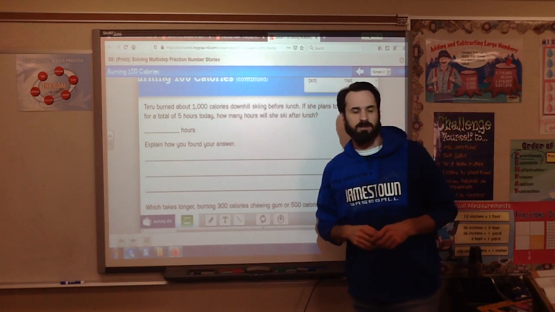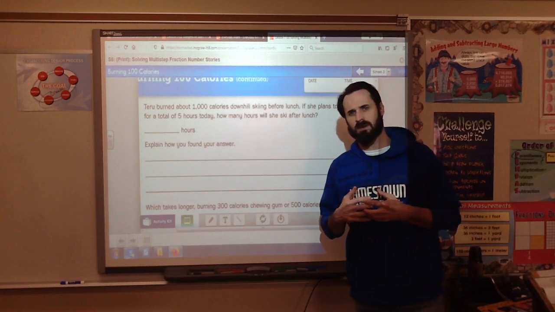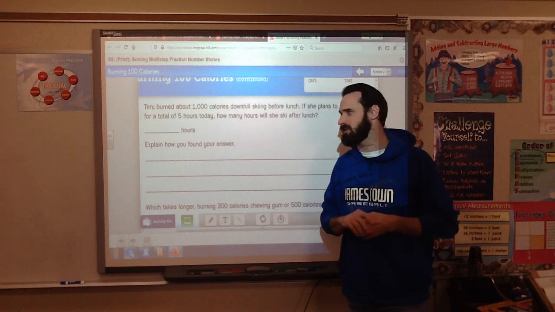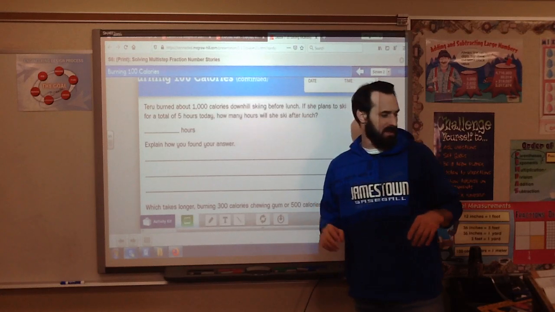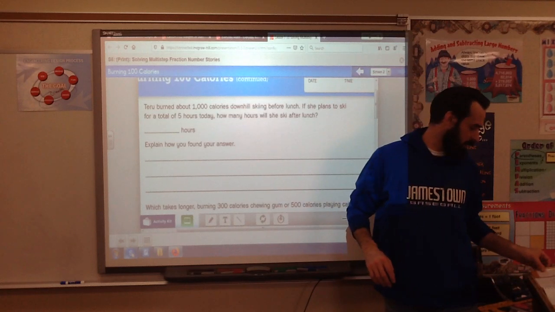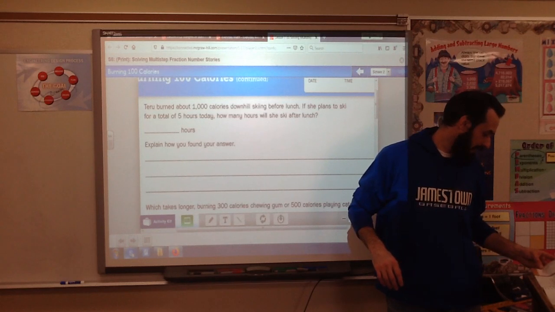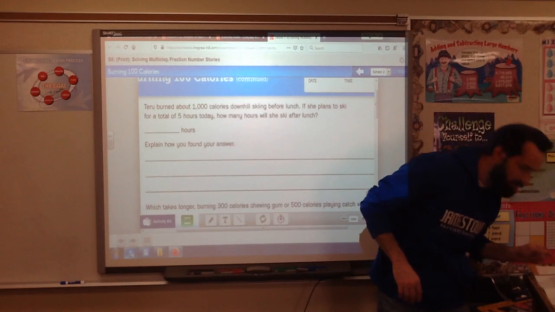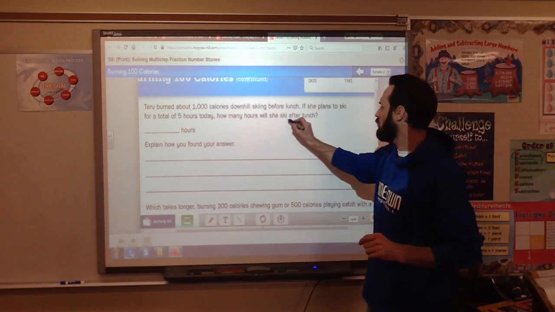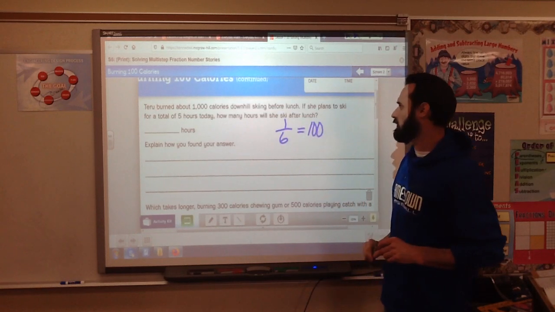So again, you're going to want scratch paper. You might have your math notebook. That's another great place to be doing this work. But there's never really enough space on here. So the first thing we have to do is look back at that chart on 256 and find out how many hours it takes to burn 100 calories. If I'm looking right, it's really small in my book. It takes 1/6 of an hour to burn 100 calories.